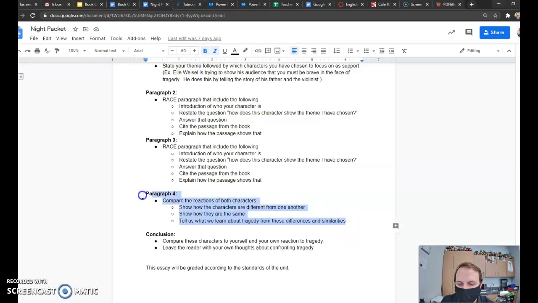We're looking at this paragraph today, which says, compare the reactions of both characters. Show us how the characters are different from one another, and show us how they are the same. Okay? This is going to be kind of an interesting paragraph to write. You don't need quotes from the book in this paragraph, but you do need good analysis and interpretation of your own. You need to figure out why the characters in the book acted the way they did.